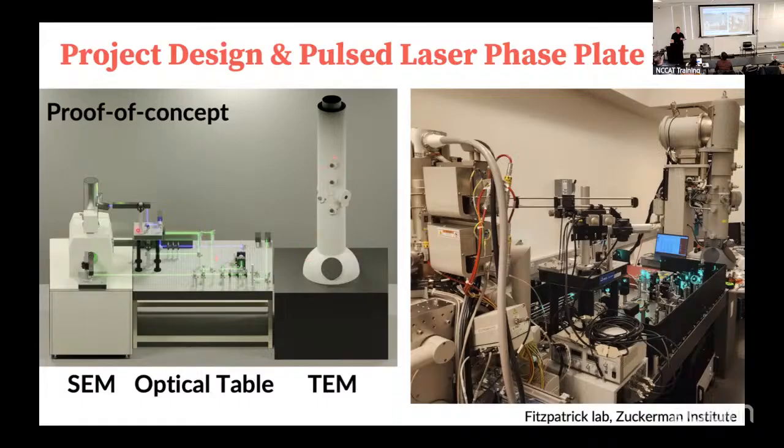And so we have this set up. This is what it looks like in practice. So we have the SEM. Then we have our green laser light here, optics table, with all the mirrors and lenses and everything else. And then we have a TEM on the other side.